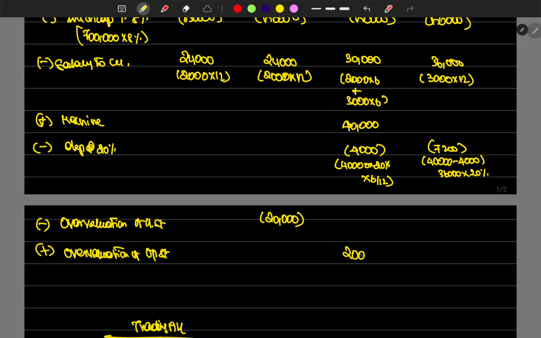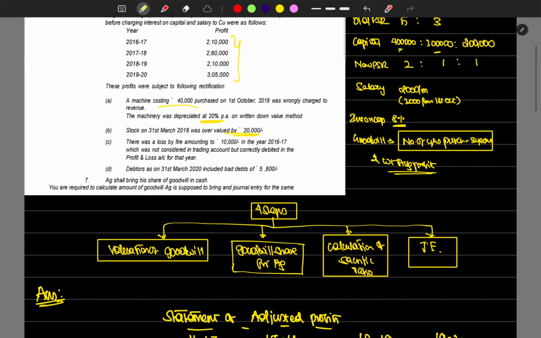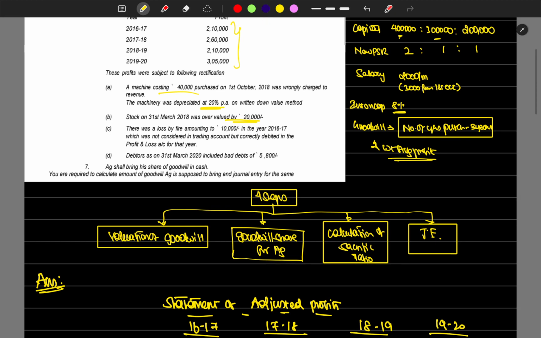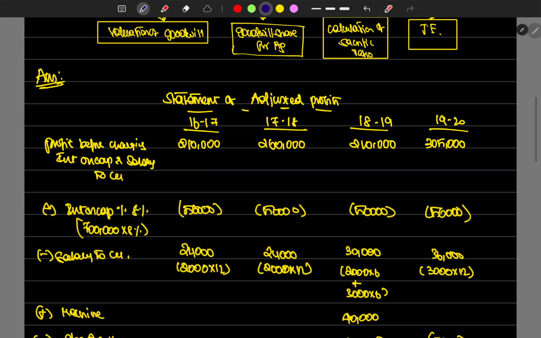Which is 20,000 added. Next, there was a loss by fire amounting to 10,000 in the year 2016 to 2017, which was not considered in the trading account but was debited in the P&L account. When it comes to abnormal loss, it comes under the trading account, not the P&L account. Loss of stock should be shown under here. So it has already reduced our profit, so we have to add back.